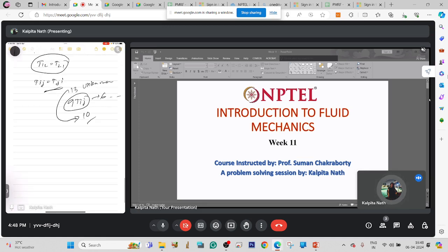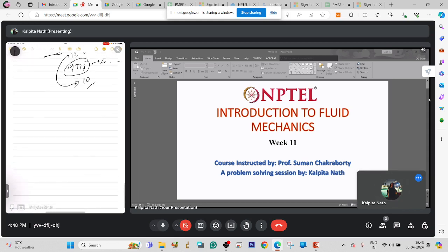10 unknowns. Now still we have a lot to go. So we need additional constraints to solve. So we look for additional constraints that will come from the constitutive behavior of the fluid. For a fluid, stress is a function of rate of strain, upon deformation.